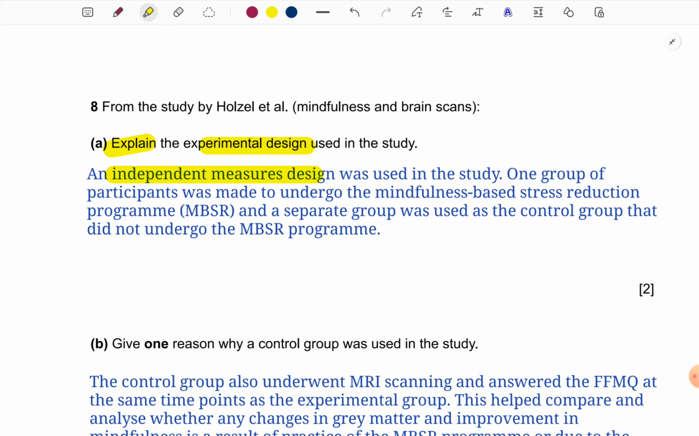So independent measures design was there. Why am I saying that? Because there is a separate group of participants that practices MBSR and a totally different group which serves as the control group in this study. Nothing more than that. The definition of independent groups design is that there are two separate groups. You just have to think of the definition and point out how it applies to this particular study. That's all.